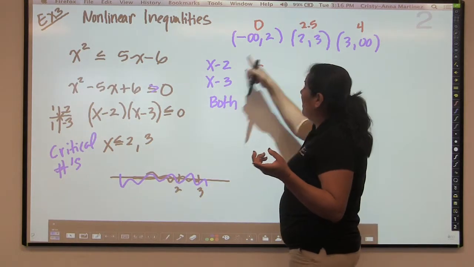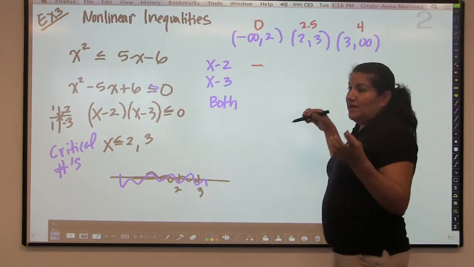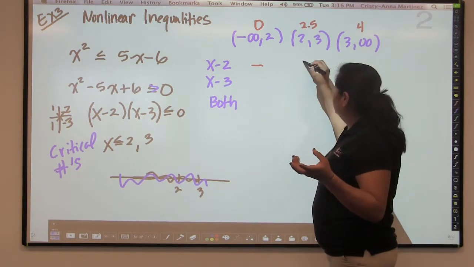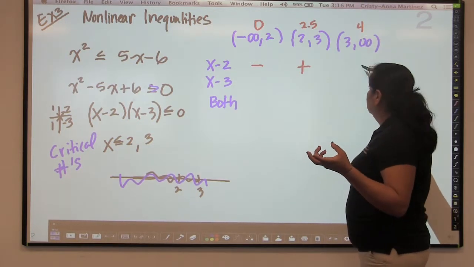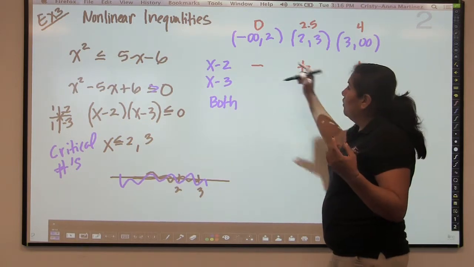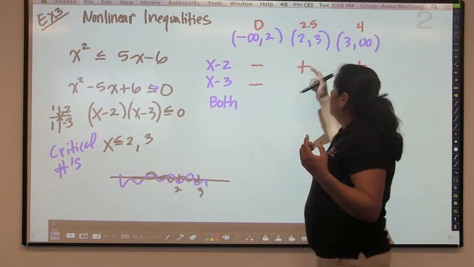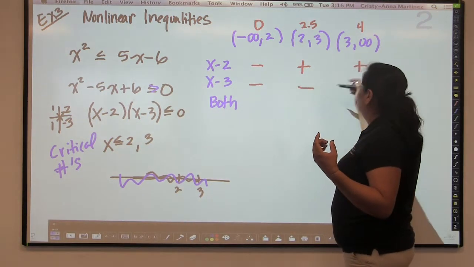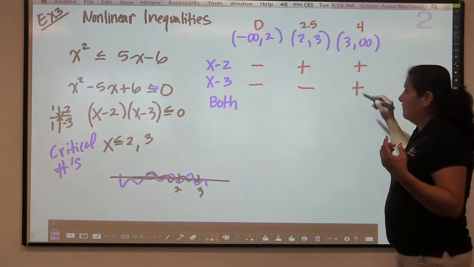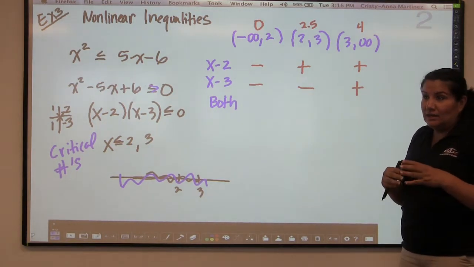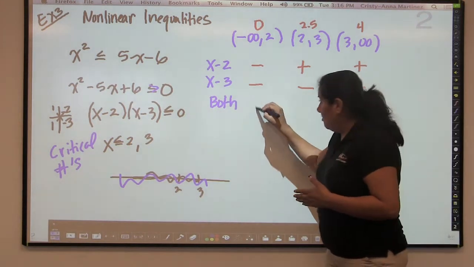What's 2.5 minus 2? Positive or negative? Positive. What's 4 minus 2? Positive. Okay? What's 0 minus 3? Negative. What's 2.5 minus 3? Negative. What's 4 minus 3? Positive. And then when you have a product, a negative times a negative is a positive.